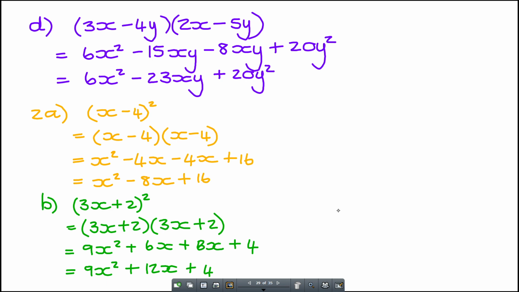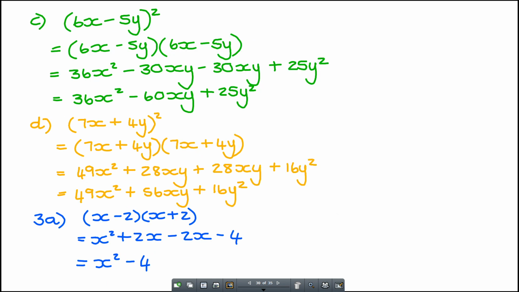At B, same thing. Let me just double check. So you'll see that that square meant I wrote it out twice. Then 3x times 3x, 9x squared. These two multiplied gave me 6x. The middle two also gives me 6x. I just want to fix that. It doesn't look like a 6. And then the 2 times 2 gave me 4. And then from there you will see that these two are like terms. And that gave me 12x.